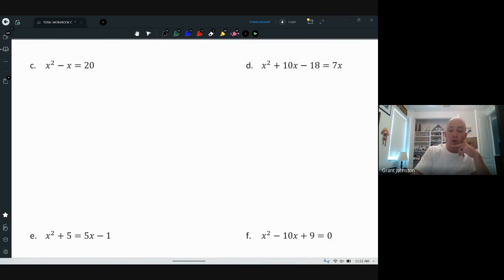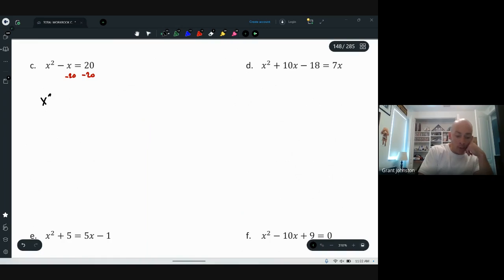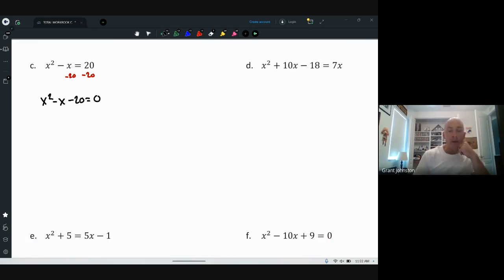So what I would do to start this equation, I would take away that minus 20. So now I have x squared minus x minus 20 equals 0. Now it's set up for the factoring. It's got to be set equal to 0. So now we're going to factor.